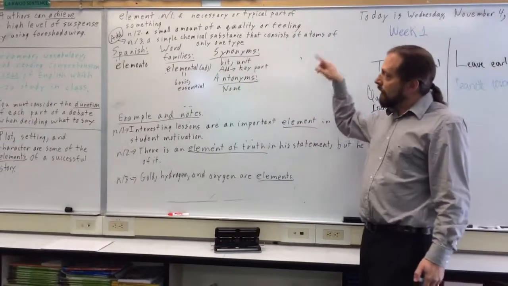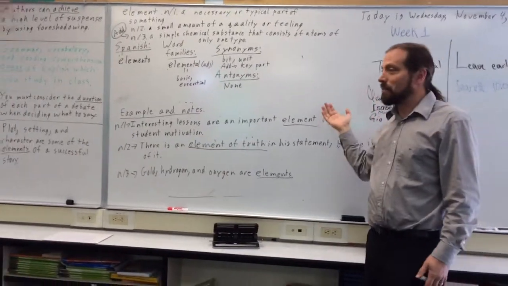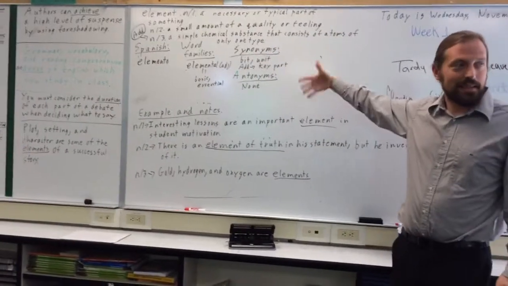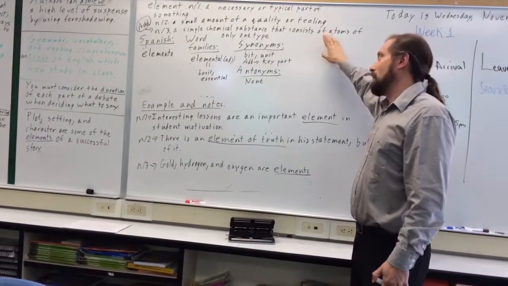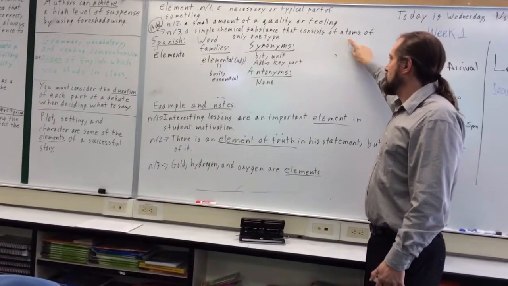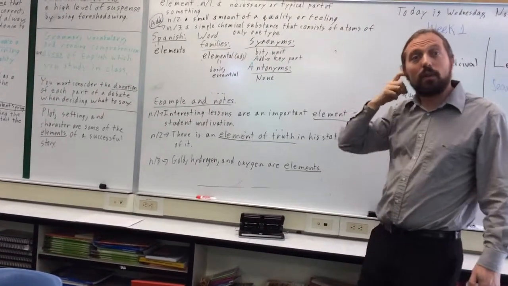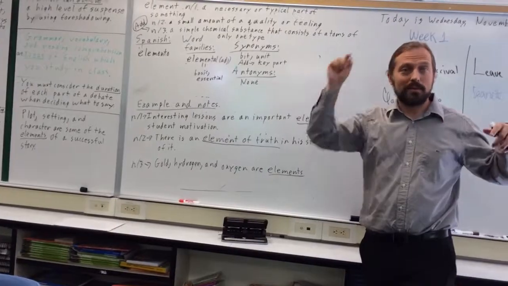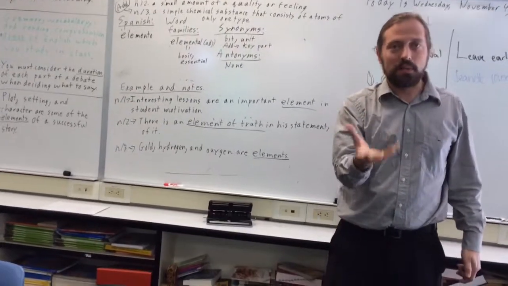Then the third definition I want you to add. It's not on your card, but I think it's important to know, and you're supposed to use these words in different situations, like in science class. So you can write this on your card. Noun 3, if you have space: a simple chemical substance that consists of atoms of only one type. That's like if you see the periodic table in science class, and elements are the most basic things that the world is made of.